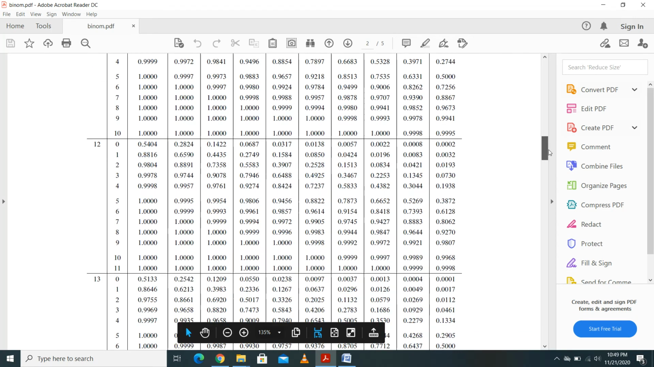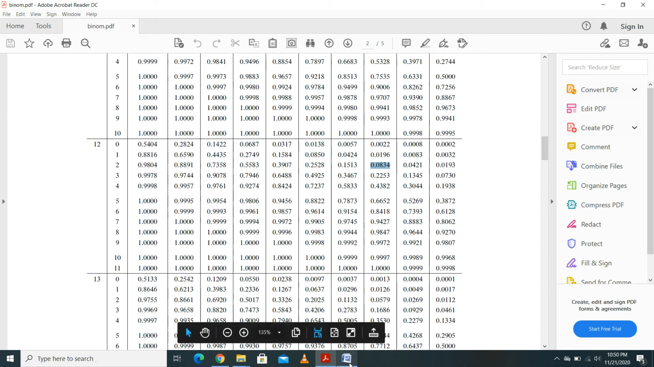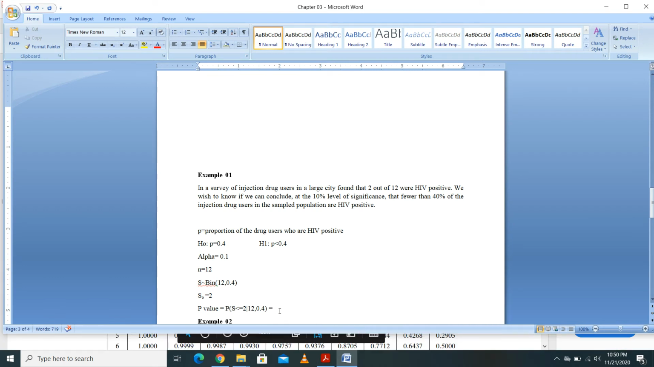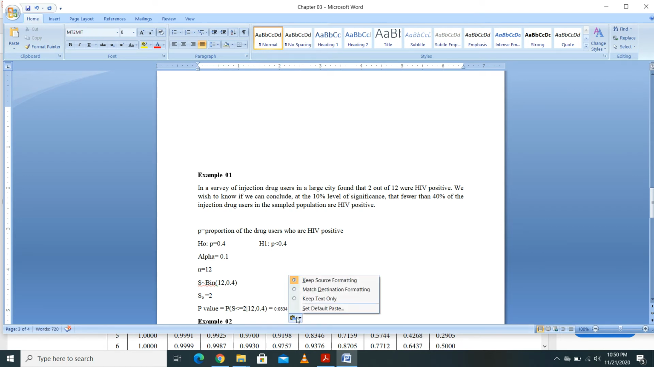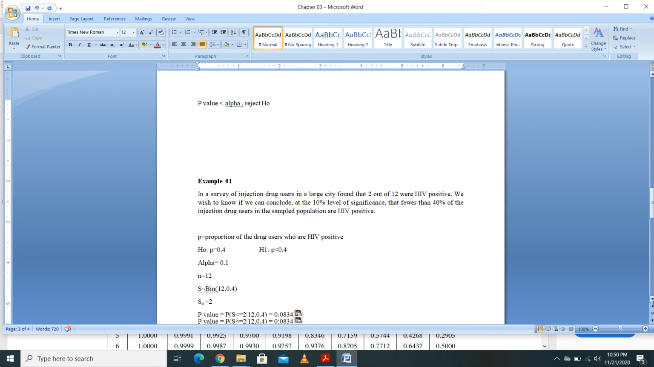So you can see at the intersection point you have this probability, that is 0.0834. So that is the probability. Since this is cumulative and since we are interested in the less-than probability, you can take the value from the binomial table straight away, right? So this is the p-value. So we can find the p-value like this.